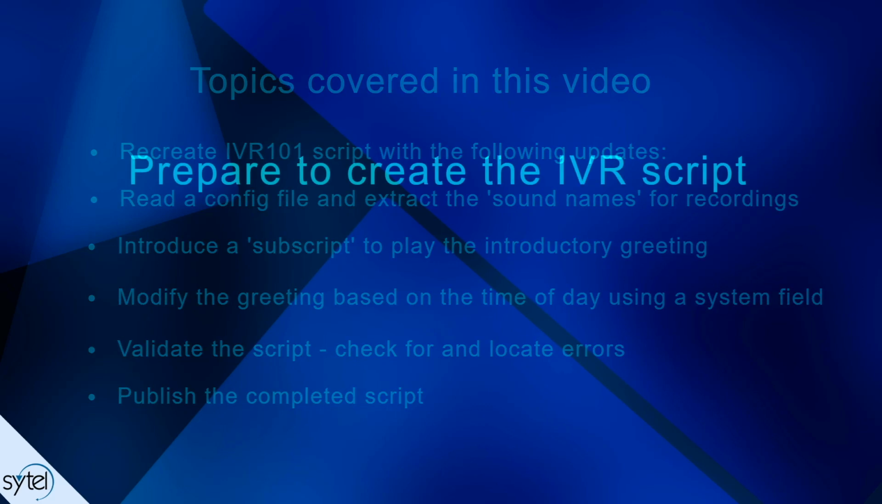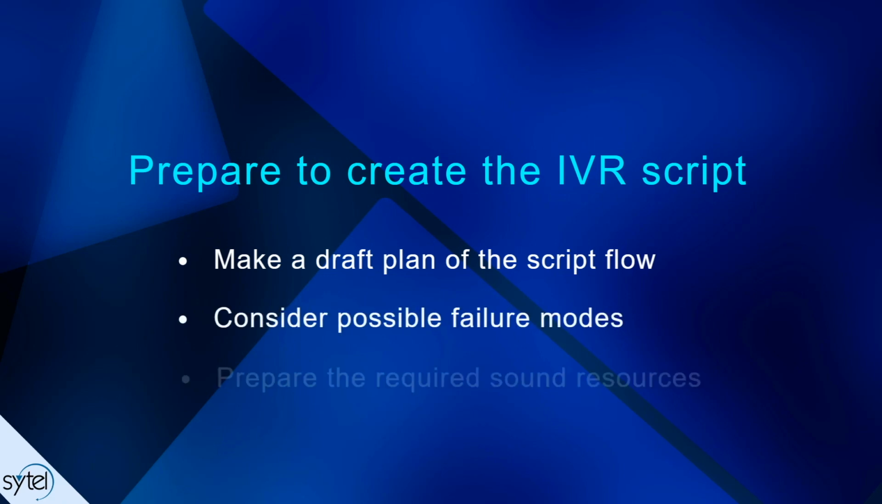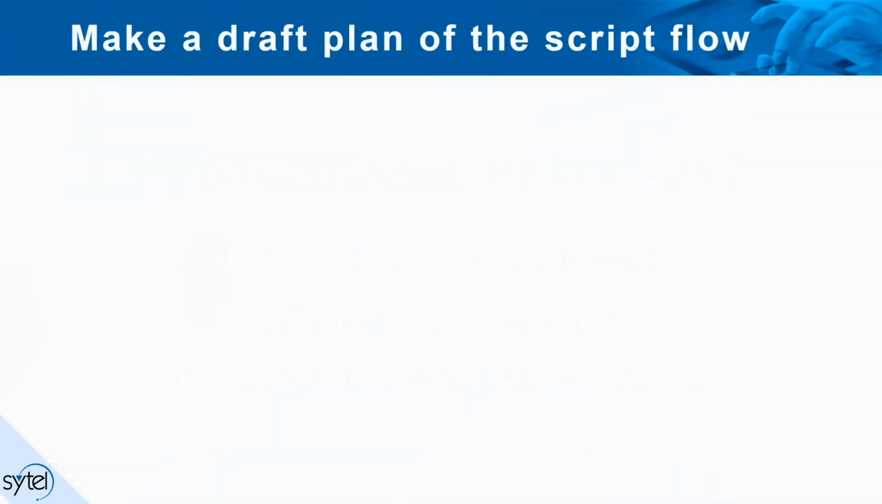As in the previous videos, we start by making a draft plan of the script flow, considering any possible failure modes, and preparing the sound resources or audio files that will be required. The draft plan of the script should set out the script flow, first in words and then diagrammatically.